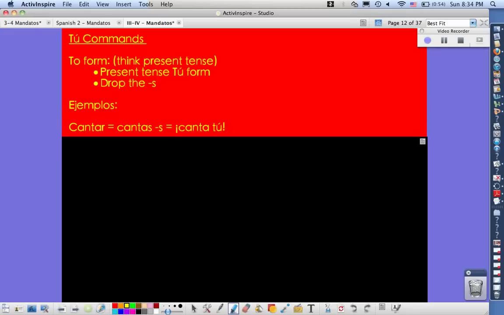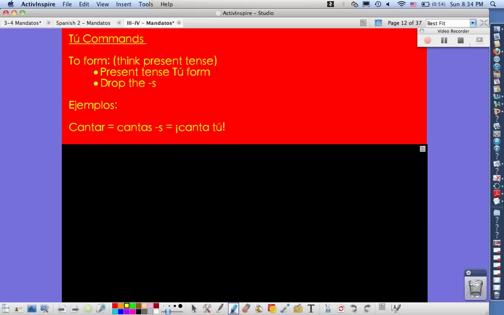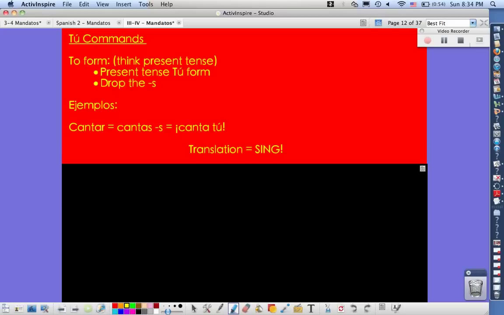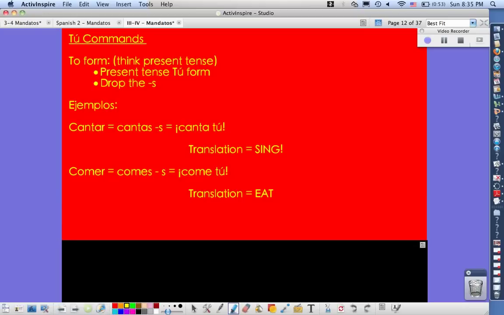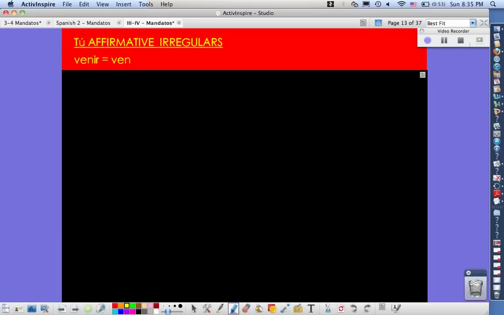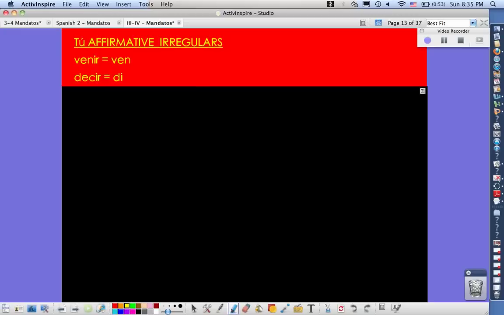Okay, so it's a little bit different. You're going to take cantar and drop the S: canta tú. Okay, these are affirmative, positive. The translation of canta tú, of course, would be sing. Comer, drop the S: come tú, eat. Pretty simple. Of course, we do have some irregulars to pay attention to.